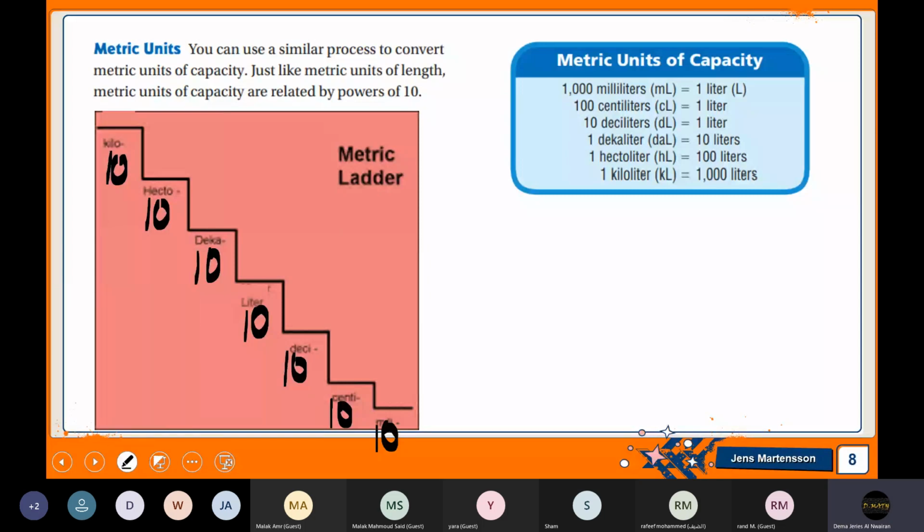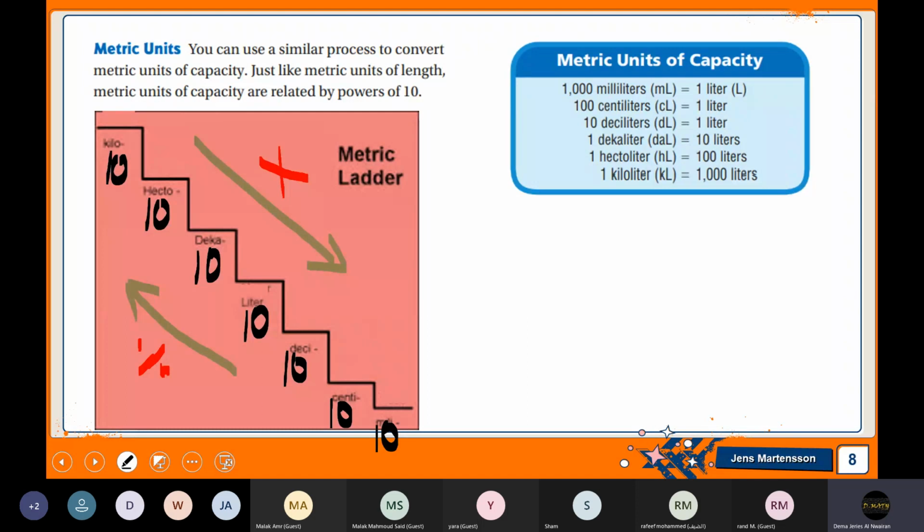Now, when you go from hecto to deci, as an example, or from up to down, do you have to multiply or divide? If we go down, we have to multiply. If we go up, we divide. So when you go from up to down, you have to multiply. From down to up, you have to divide.